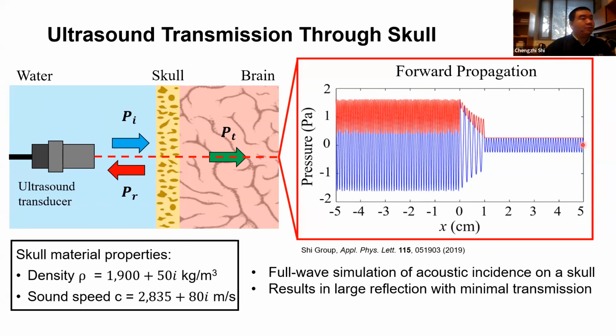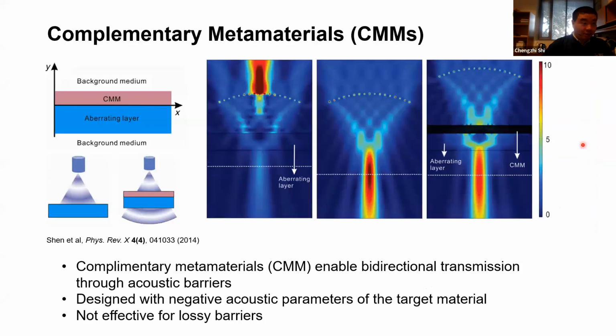So the question is, how do we deal with this impedance mismatch? There was a design called a complementary metamaterial. What they are trying to do is design a layer of complementary metamaterial that has the negative density and bulk modulus of the aberrating layer.